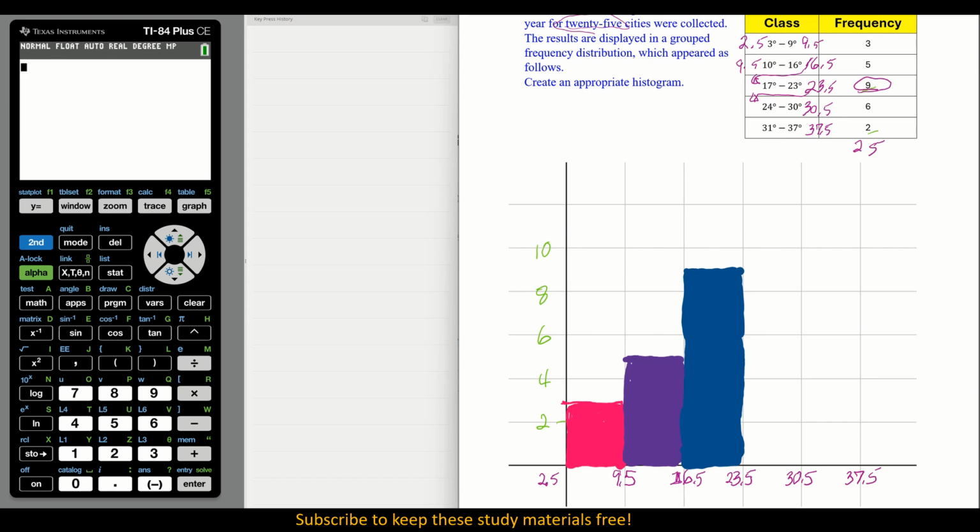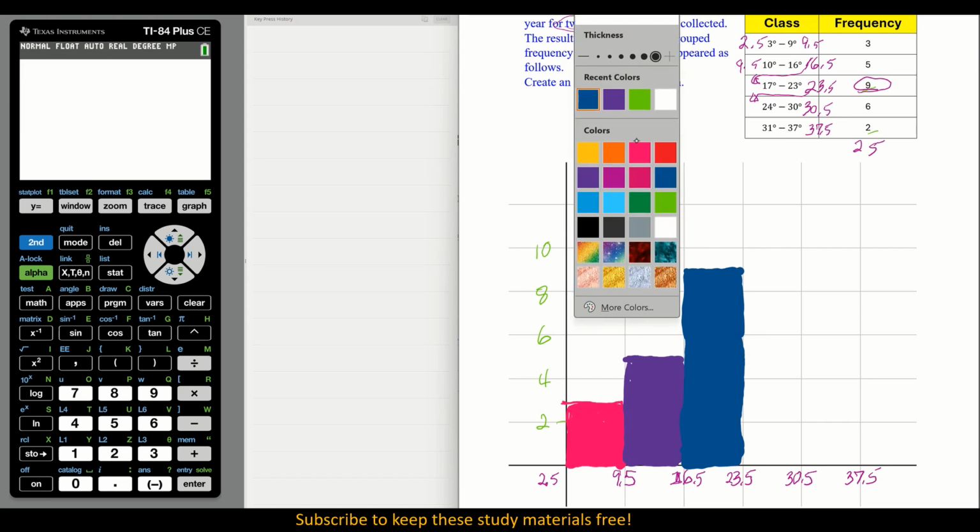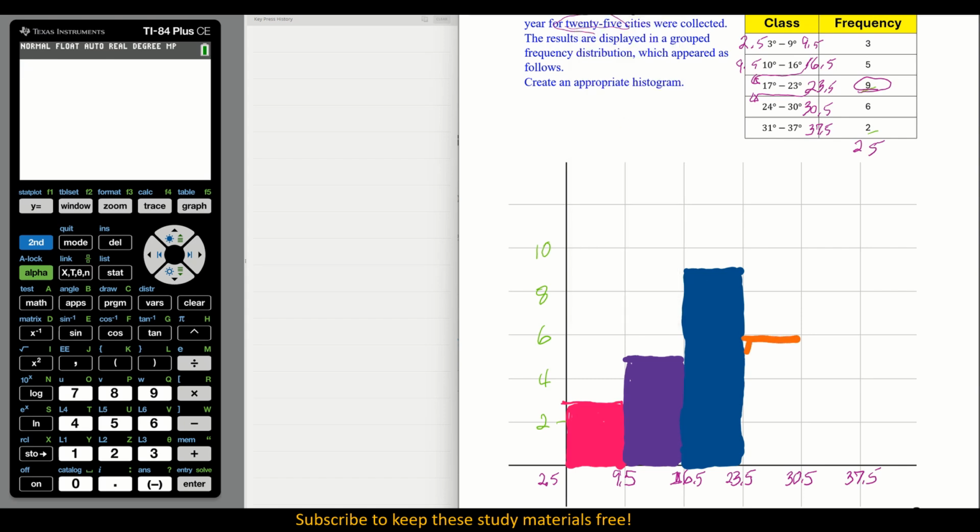And 6 is the next value. 4, let's make sure. 26 would be from the 23.5 to, yep, we're still right. So it goes right here.